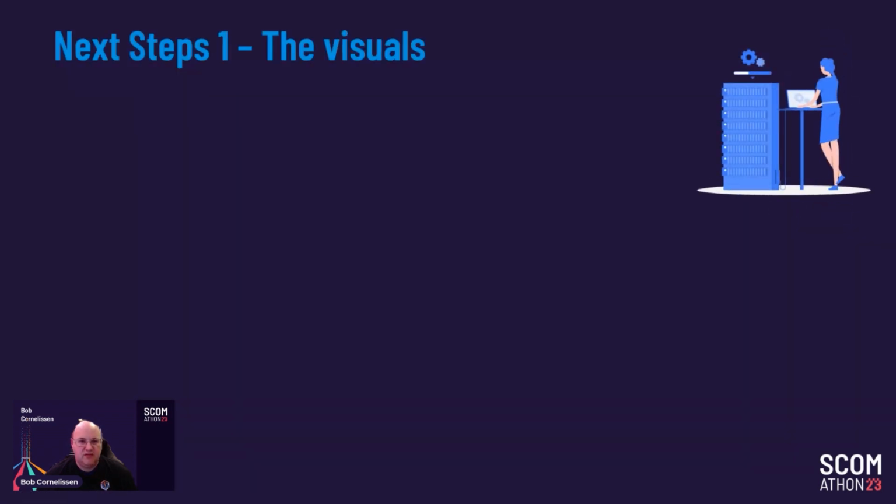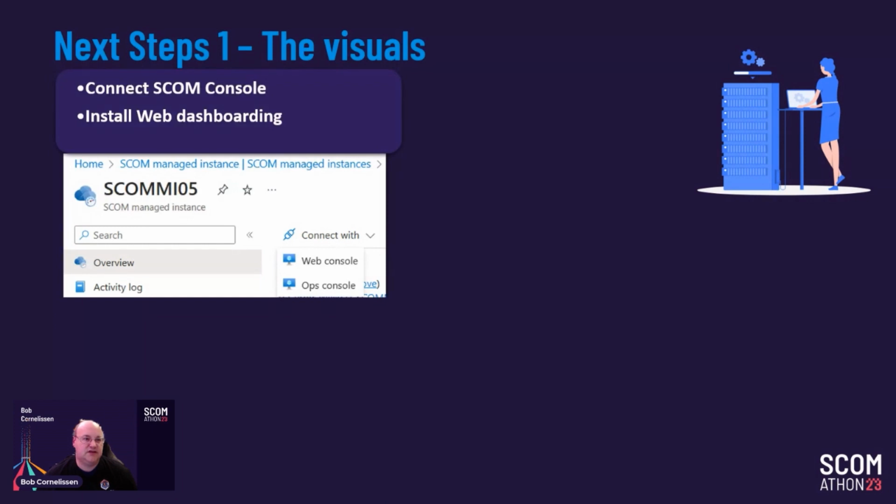So, what is next? Visuals. You need to be able to see what the heck it is doing. So we have here the option inside of that same screen, connect with. If you click it, then you get two options there, the web console and the ops console, which is the same as you know from your SCOM installation CD. Basically, what it gives you is a download link. It will download to your on-prem machine somewhere, so it can be a server or a tooling host, or maybe your desktop, doesn't matter. You install SCOM from there.